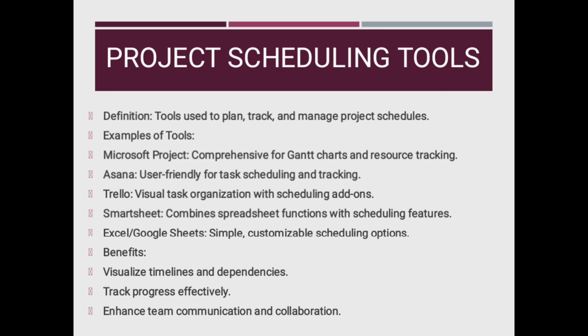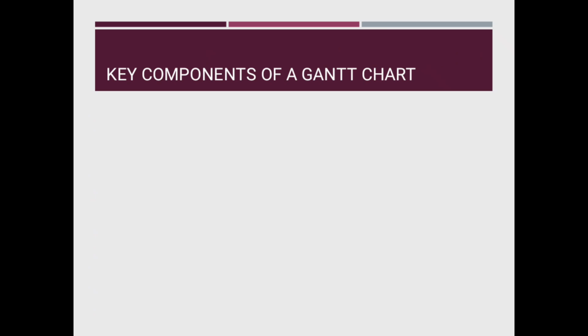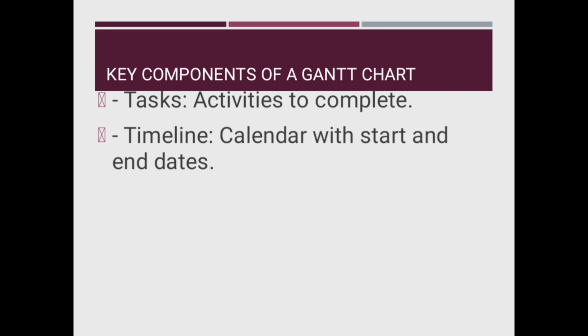Another one, enhance team communication and collaboration. By the end of the day, everybody is aware of what is happening at that particular point. So there is good communication as well as collaboration. Okay, let's talk about key components of a Gantt chart. Number one, tasks or activities to be completed. Number two, timeline. On the timeline, we are simply talking of a calendar where you have got dates.